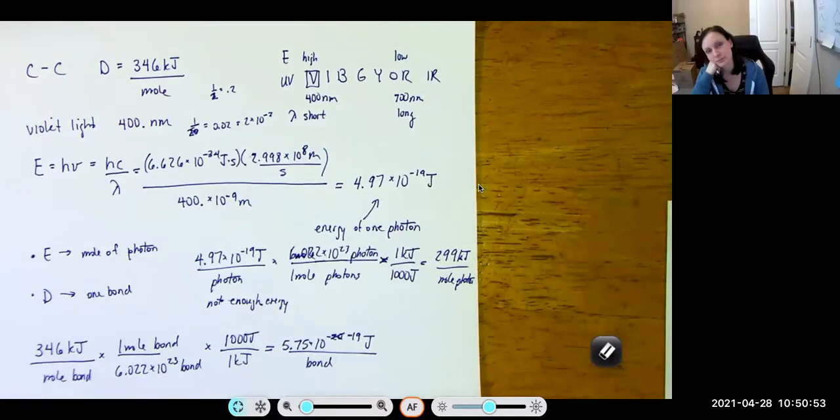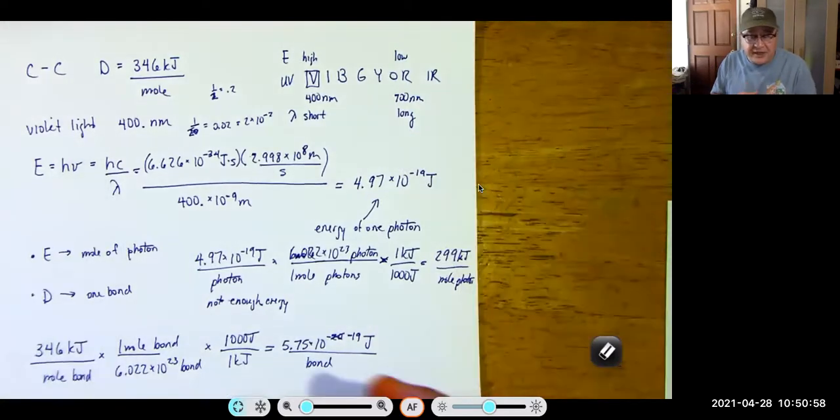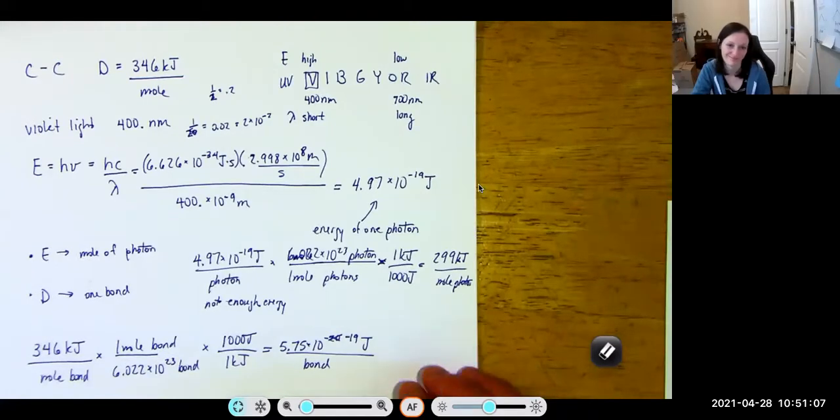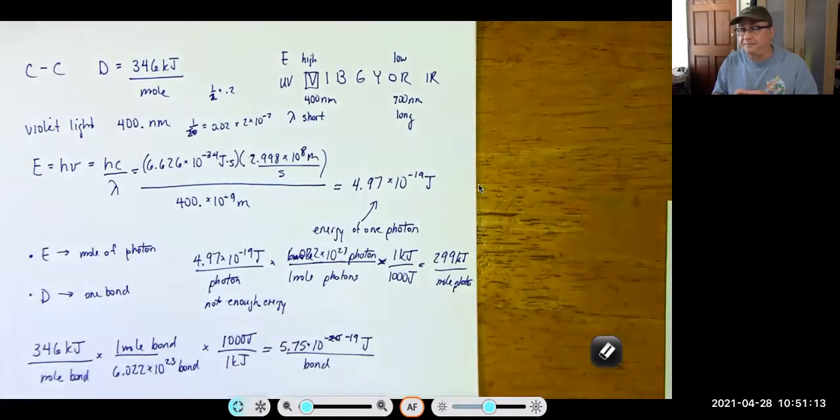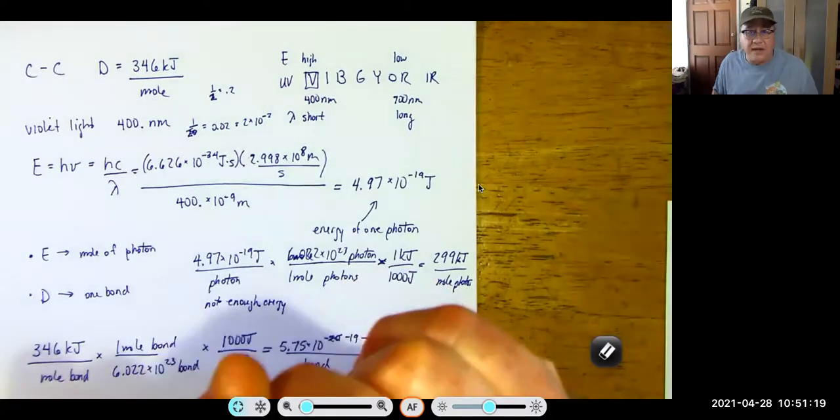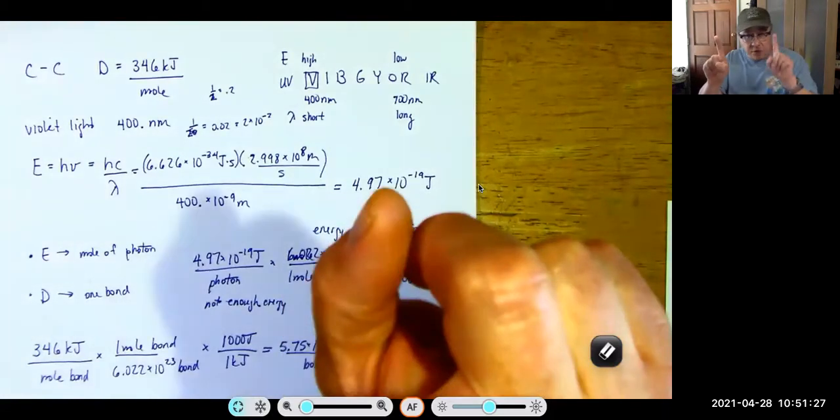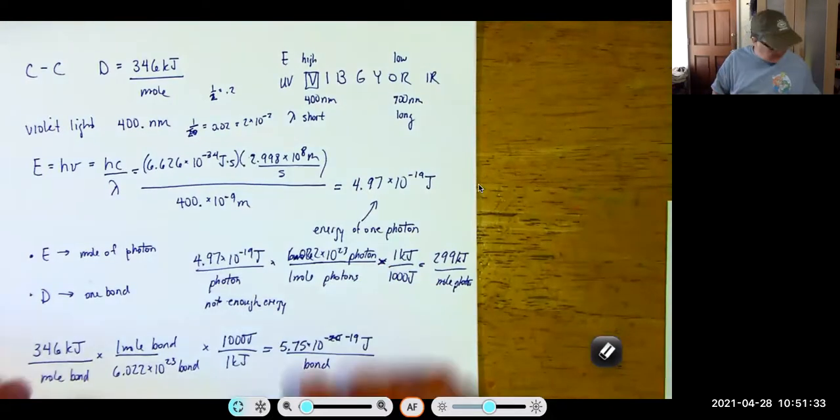And the take-home idea here is that for the bond dissociation energy, they're talking about breaking a mole of bonds. Therefore, you need a mole of photons. One photon can break one bond. That's the way it works. Just like only one electron gets ejected from a photocell when it gets hit by a photon, one electron per one photon. Here it's the same thing, one bond per one photon. Okay? All right. Good problem.